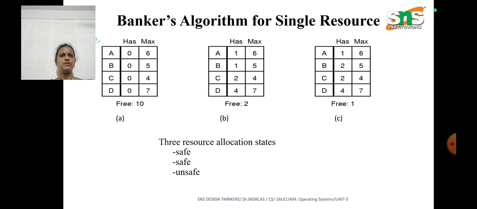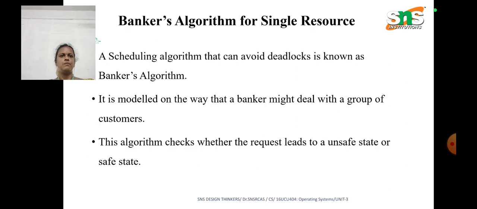Banker's algorithm for a single resource. The Banker's algorithm can be used to avoid deadlock. There are three resource allocation states, that is safe and also unsafe. A scheduling algorithm that can avoid deadlock is known as Banker's algorithm. It is modeled on the way that bankers might deal with a group of customers. This algorithm checks whether the request leads to an unsafe state or a safe state.